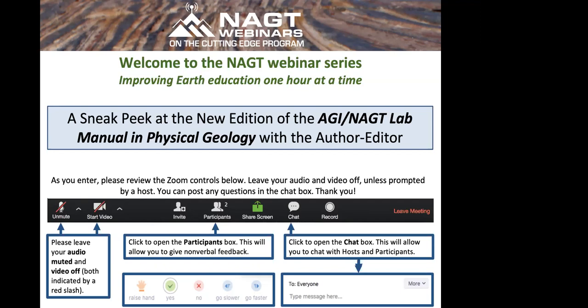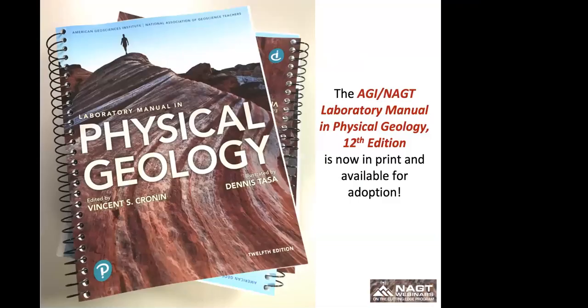Okay. Well, thanks to everybody for dropping in. I'm a longtime member of NAGT who has had the privilege of editing the AGI NAGT Laboratory Manual in Physical Geology these past 5 years. So let's take a sneak peek at the new edition. The 12th edition of the lab manual is now in print and available for adoption. I've got my very own copy of it on the table right next to me, so I can tell you for certain that it exists.